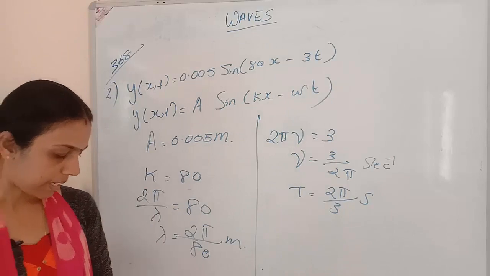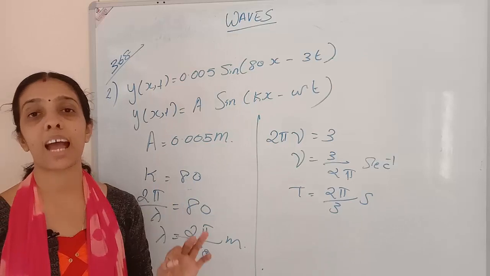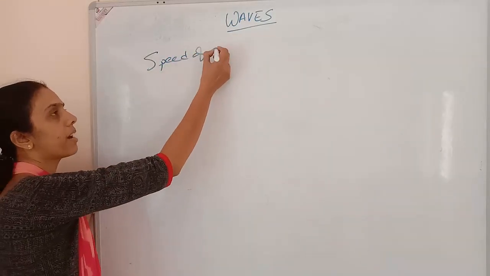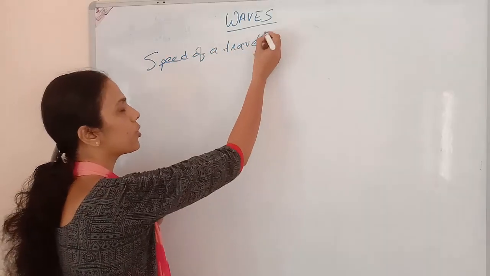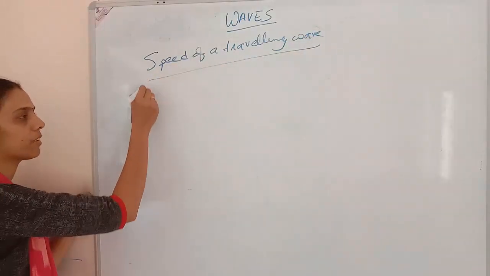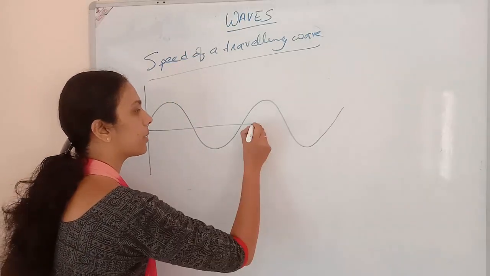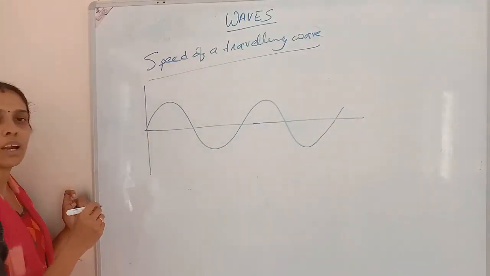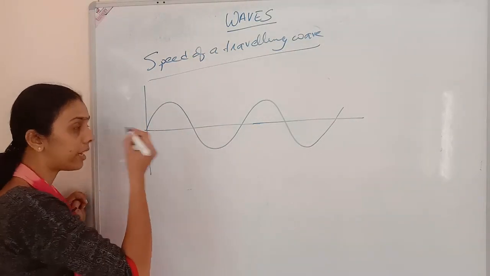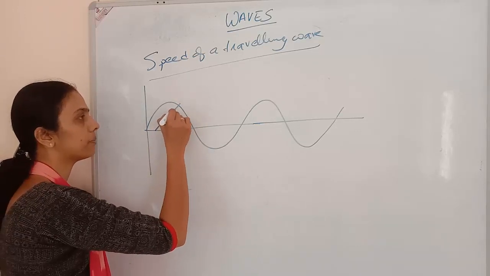Okay, so next we are going to find out the speed of a traveling wave. We are considering a progressive wave. What is the speed? If I am considering one wave, it is moving in this direction. This is the movement of the wave. After some time, if I check the position of that wave, maybe that wave will be moving in this manner.